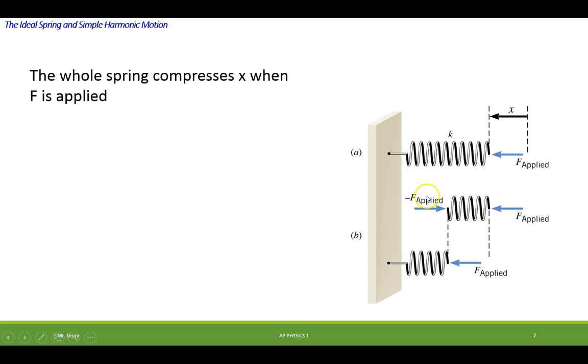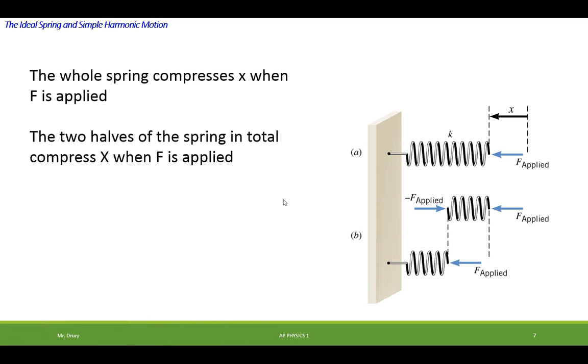Well, the whole spring, looking at the top here, is compressed x distance with a force F applied. Now, if you take the spring and you cut it in half, the two halves actually still have to compress x distance in total, but each of them will only compress half that distance. So this half of it will do half the distance. This one will do half of x as well. And the force throughout the whole spring has to be the same because of Newton's third law.